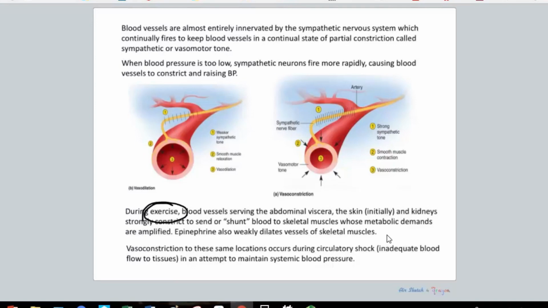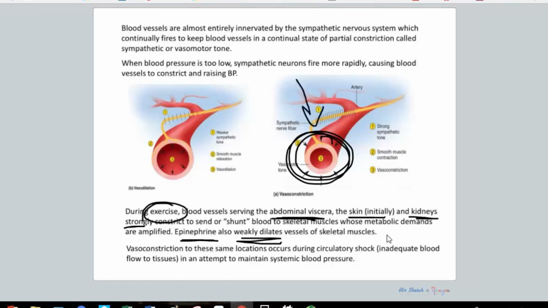Well, how are we going to send it there? First of all, the skeletal muscles, blood vessels to those are going to be weakly dilated by epinephrine. But we're also going to vasoconstrict blood vessels that go to the non-essential organs during exercise, like the abdominal viscera, the skin, at least initially, and the kidneys. Okay, we're going to vasoconstrict blood going to these areas so it goes elsewhere in the body, in particular to skeletal muscles, areas that need it most.